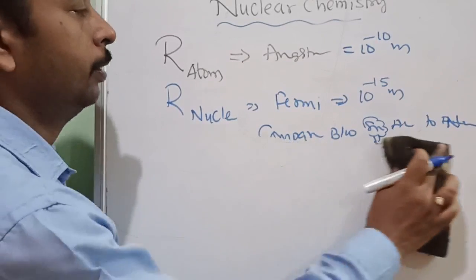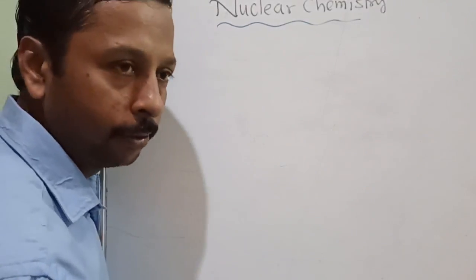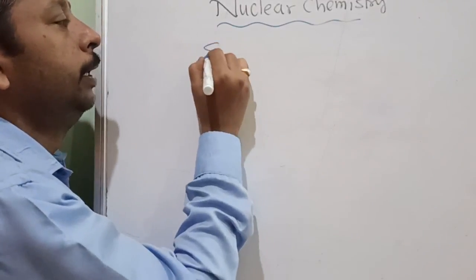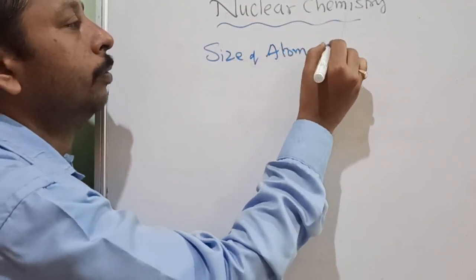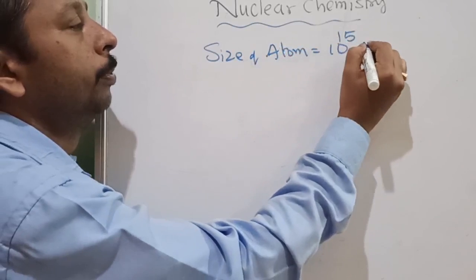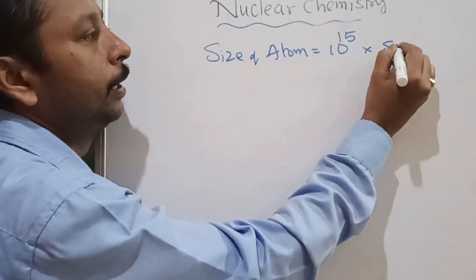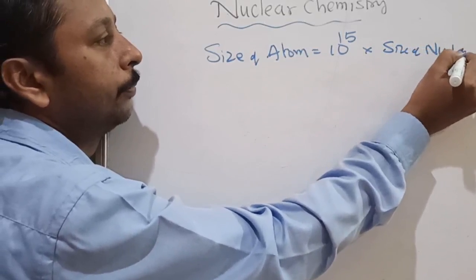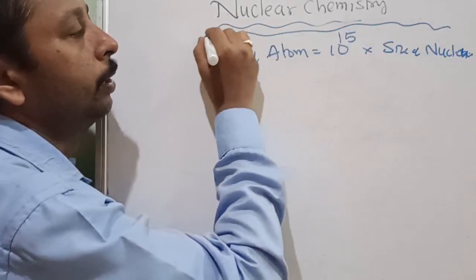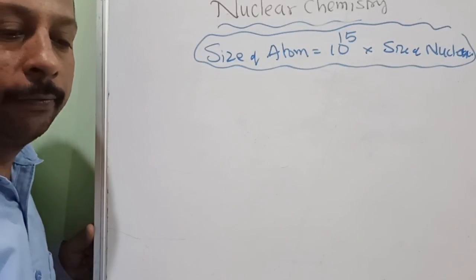Is it understood? So finally, with this basic formula only, an advanced level question. Okay, size of the atom is equal to nearly 10 to the power of 15 times the size of the nucleus. Am I correct or not? With proof I told you or not? Like that I am going to derive that formula with proof.